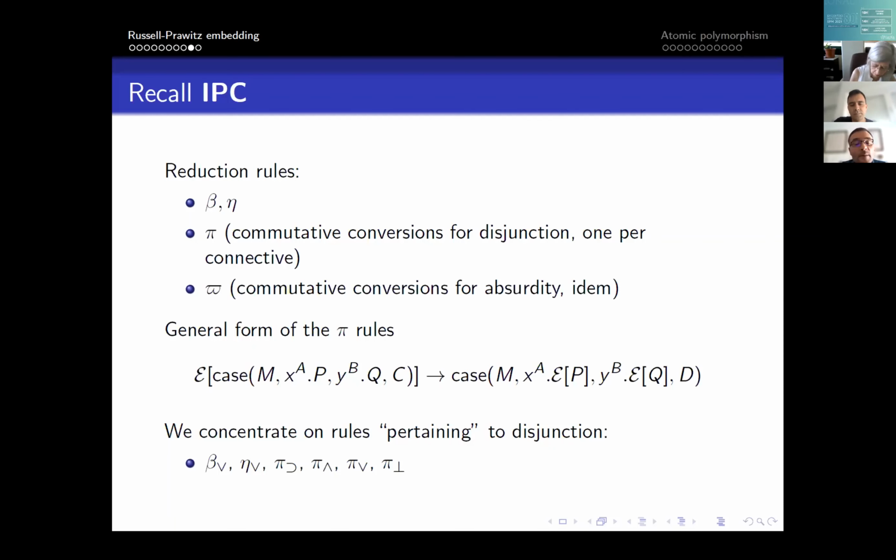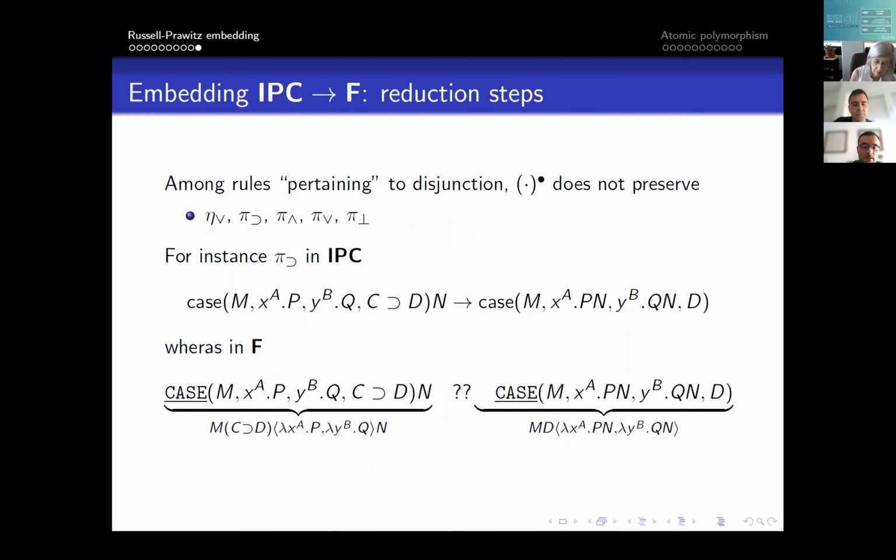And so what happens at this level with the Russell-Prawitz translation? The translation does not work very well, because with the exception of the beta rule, all the other rules pertaining to this disjunction are not preserved by the translation. So here is an example: the commutative conversion pertaining to this disjunction relative to the implication. So here the elimination is the main premise of an elimination of an implication. Okay, so this is the conversion.